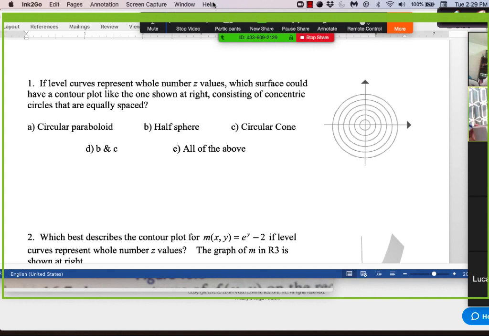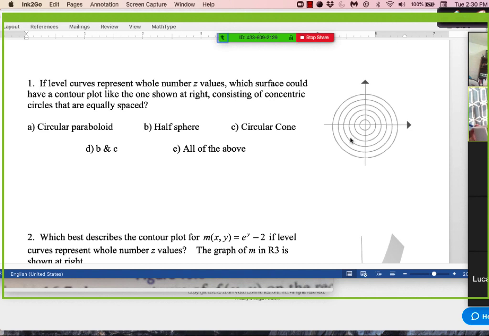Would be a cone, wouldn't it? Okay, so the question is, could it be a cone, a sphere, or a paraboloid? The key to this question is the fact that the circles are equally spaced. So what does equally spaced contour lines mean as you move along? For the same horizontal distance you go, your vertical change stays the same, right?